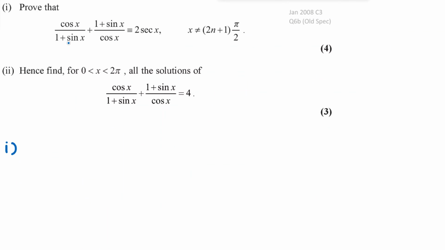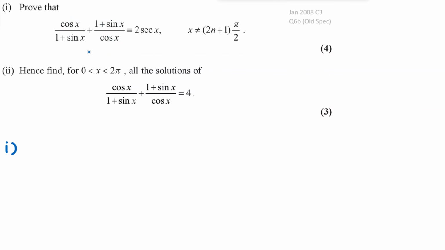So here's another past exam question. So for part I, we need to prove that this side is equivalent to this side. So this is an identity question. Now remember the two tips I said for identities. The first one is to write everything in terms of sin and cos, which is already done for us here.